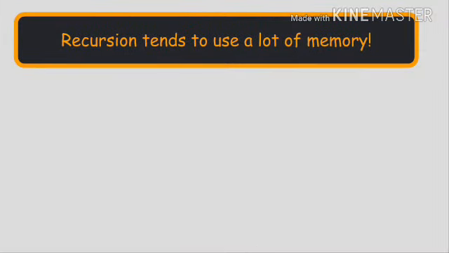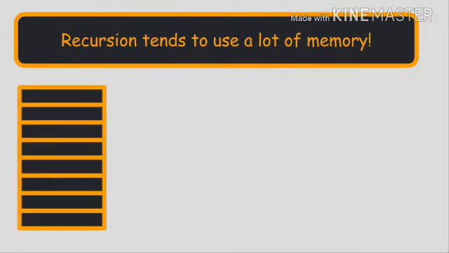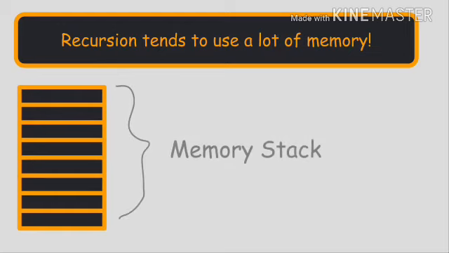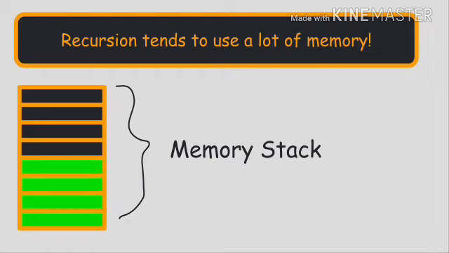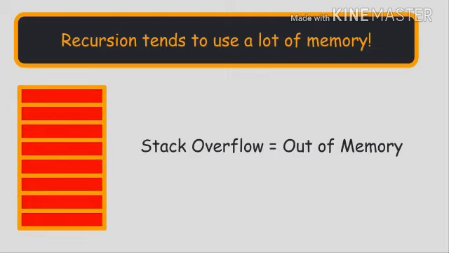Although recursion generally uses less code than iteration, recursion tends to use a lot more memory than iteration does. This is true for imperative languages such as C, C++, Java, and Python. If the recursive chain is too long, the stack will run out of room to store programmatic instructions. When that happens, we get a stack overflow. This would probably crash your computer.